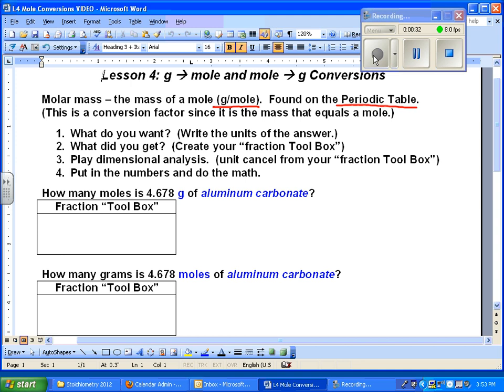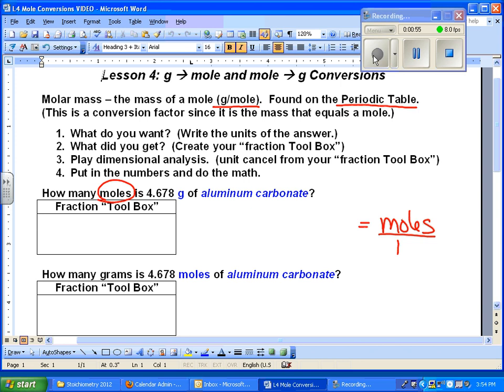The first thing that you want to do when you're solving a problem is determine what you want. So for our first problem here, we want moles. So I'm going to put that here. And I'm going to put it over 1 because we're going to play the dimensional analysis game. The second thing that we're going to do is make our fraction toolbox.